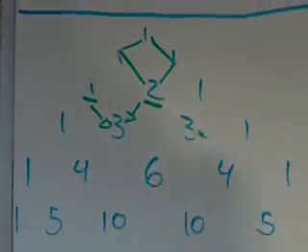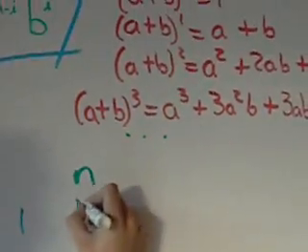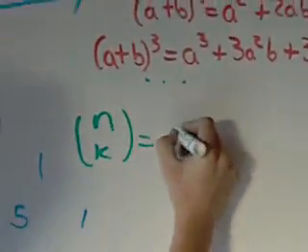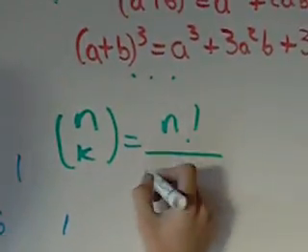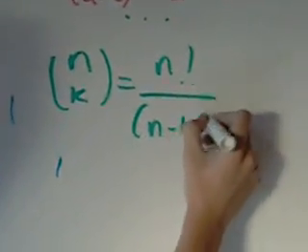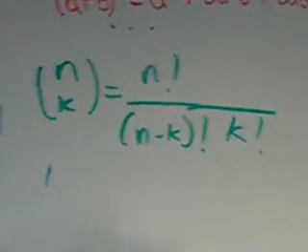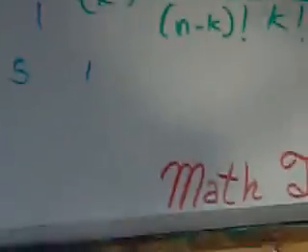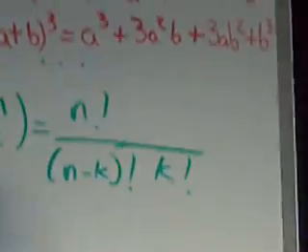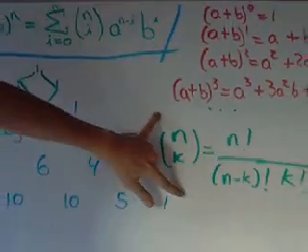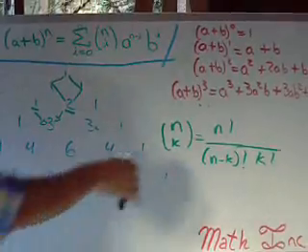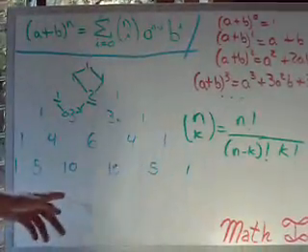Now, the combinations that I was trying to explain earlier, which is n and k, the formula is n factorial divided by (n minus k) factorial times k factorial. And you know that n factorial would be 1 times 2 times 3 times 4 times 5 times 6 times 7, all the way to n. So this little formula practically gives you the number in Pascal's triangle.